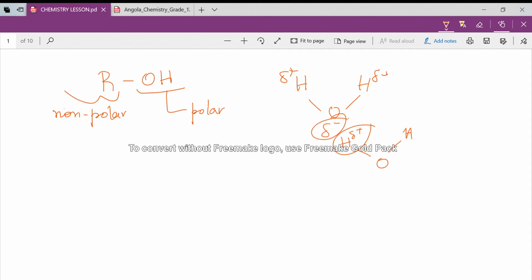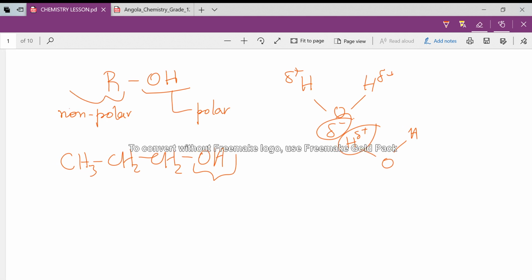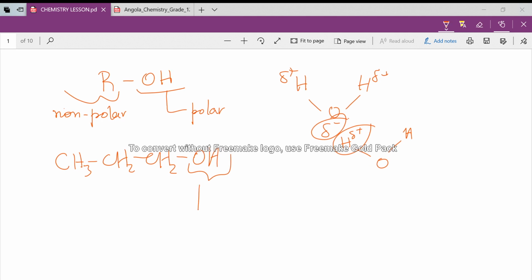One example would be propyl alcohol. We have CH3, CH2, CH2. This is propyl, and when we add OH, it becomes propyl alcohol, or if you prefer, the IUPAC name propanol. Now, in propanol, this part is polar, because it is where we have the OH. So this part is polar, and that part is non-polar.